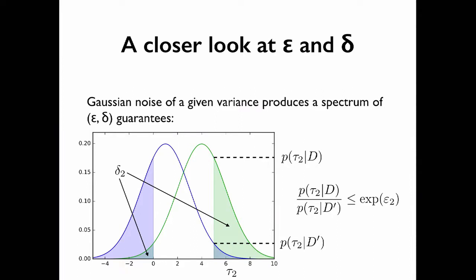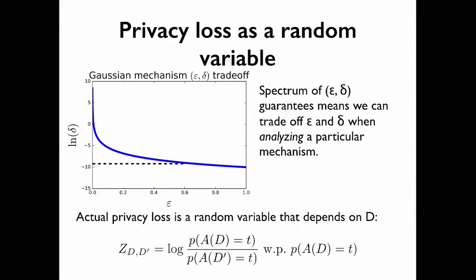And this happens not just for Gaussian noise. I mean, it happens for sort of any mechanism that you can look at. You can see, well, if it gives an epsilon delta guarantee, how is it trading off epsilon and delta? So this is actually all happening because the privacy loss itself is a random variable, and differential privacy is only giving you an upper bound on this random variable. So if I look at this Gaussian mechanism and I say, what are all the epsilon delta combinations that I can get for a particular value of the variance of the Gaussian, we get a curve.